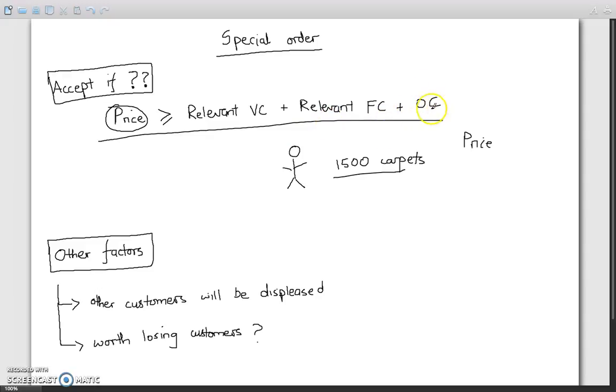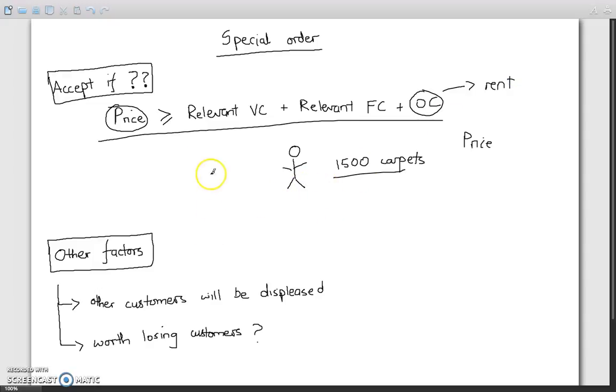Plus opportunity cost. OC stands for opportunity cost. For those of you who haven't really encountered this concept before, what opportunity cost really means is that, for example, this guy who ordered 1,500 carpets, whatever space you're going to use up for those 1,500 carpets, maybe you could give it out as rent and earn money like that. So is it really worth taking the special order rather than giving it off as rent? Maybe. That is what you have to decide when it comes to this.